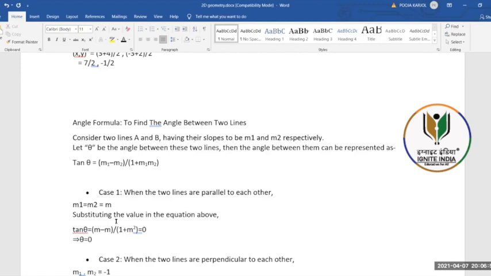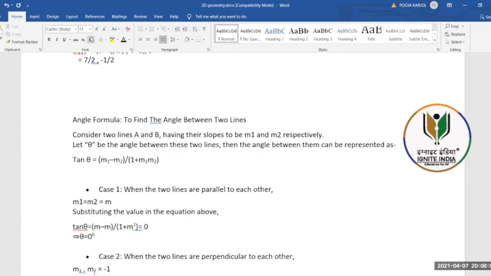Like case one, when the two lines are parallel. Whenever there are lines which are parallel, their slopes are the same. Slope means you can imagine it as a tilt. So if they are parallel, obviously the tilt will always be the same. So when the lines are parallel to each other, you can take m1 is equal to m2 is equal to m. When you substitute it into the formula, tan theta is equal to (m minus m) upon (1 plus m squared). Minus m will give you 0 in the numerator, which gives the whole answer as 0. For which value of theta will you get tan theta is equal to 0? When theta is equal to 0 degrees. So whenever they mention that these two lines are parallel and you have to find the angle between them, you can write 0. Even without this, parallel lines don't connect anywhere, so forming an angle is not possible.